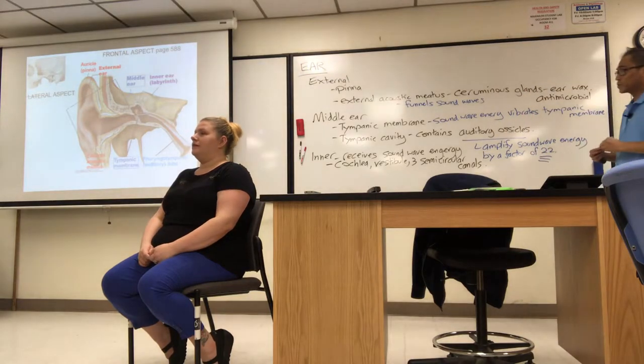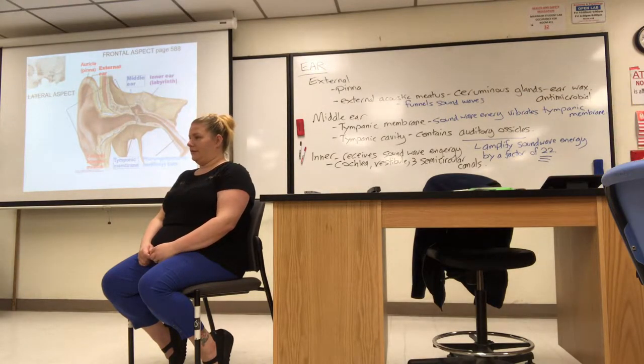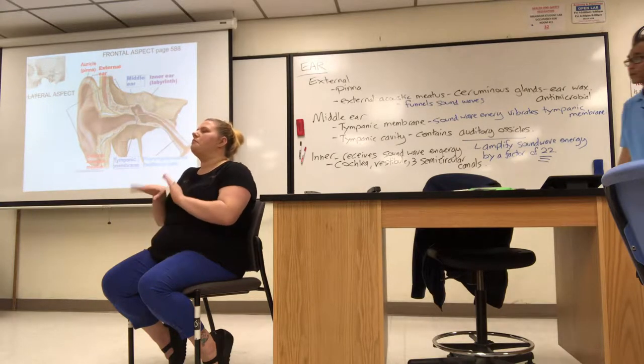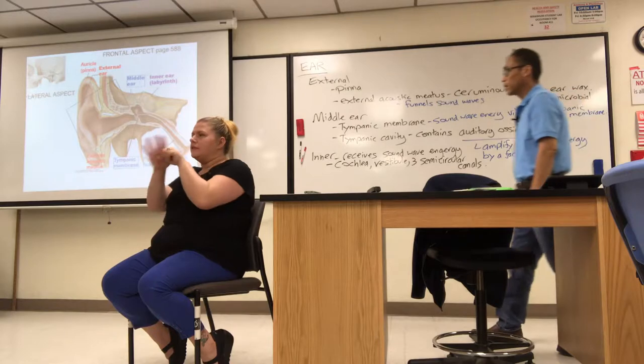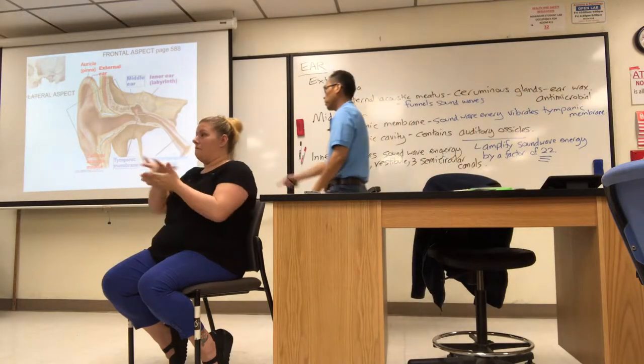Okay, so right now, just kind of know that. And so that's basically the different regions of the ear: external, middle, and inner. Notice that the middle ear has this tube here called the auditory tube. I would note that.